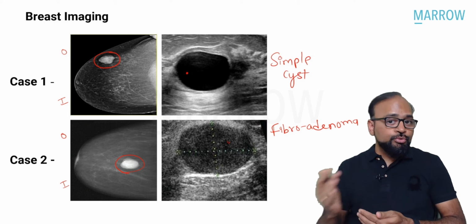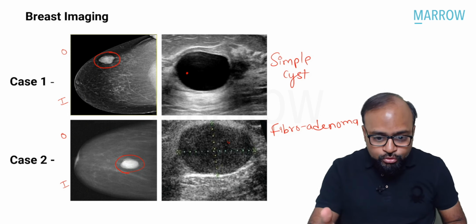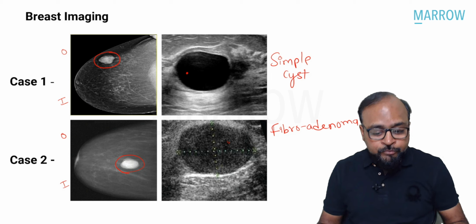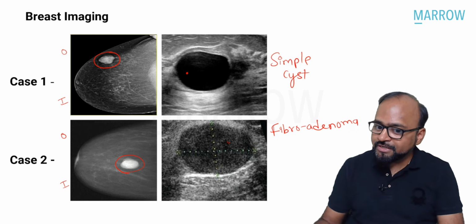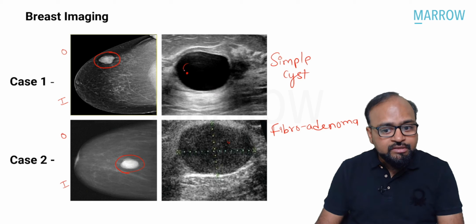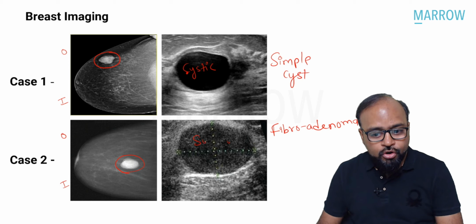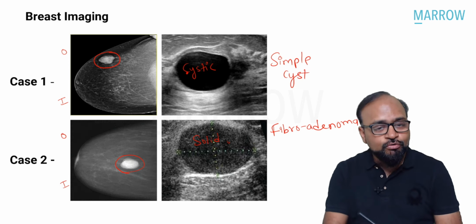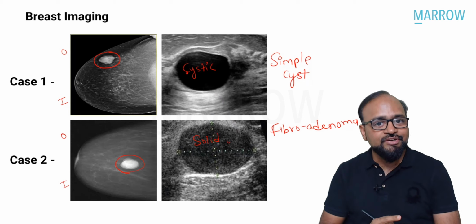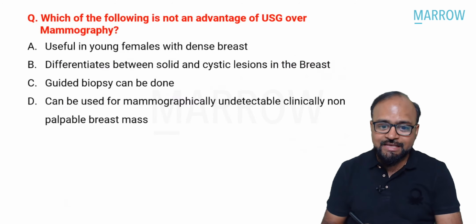So, don't you think both of these lesions actually looked quite similar on mammography, right? But when we did an ultrasound, it was ultrasound which actually helped us to determine whether the lesion is a cystic lesion or it is a solid lesion. That is another advantage of ultrasound over mammography. We have just illustrated that in this particular clinical example.